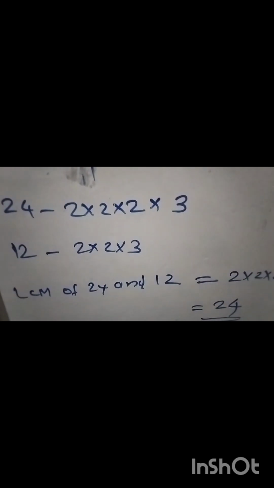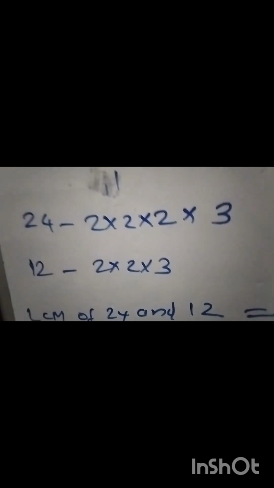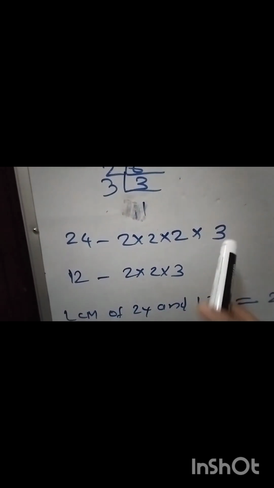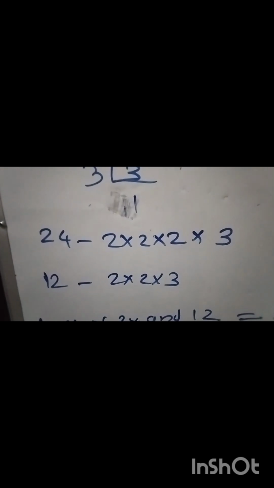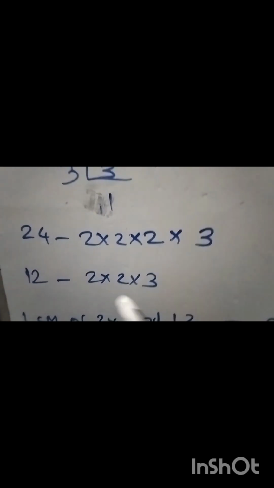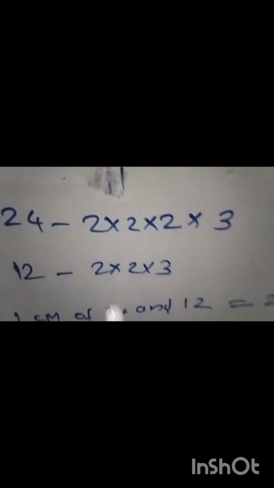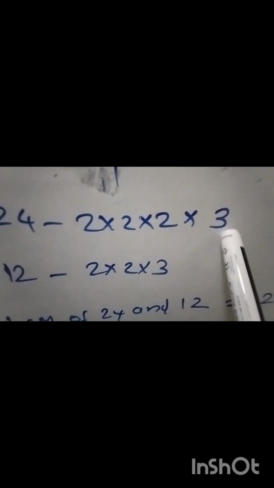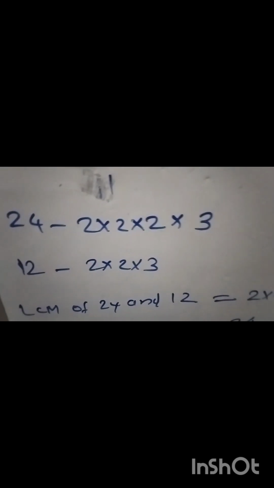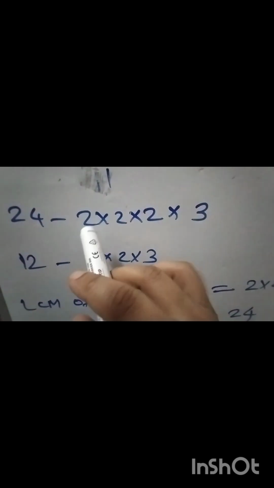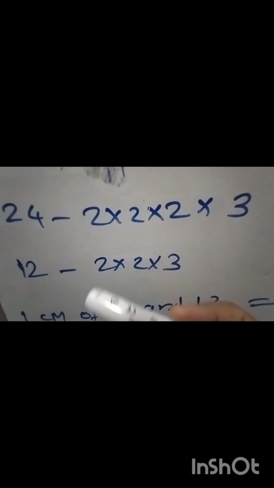Then find the LCM of 24 and 12. That is the question. So how can we find it? For that we have to do the prime factorization of 24, which is already done, and the prime factorization of 12, which we already did. Then how can we find the LCM from the prime factorization? Look at the prime numbers. What are the prime numbers? 2 and 3 are in 24 and 12, and we have to see the maximum number of times each prime number comes in 24 and 12.